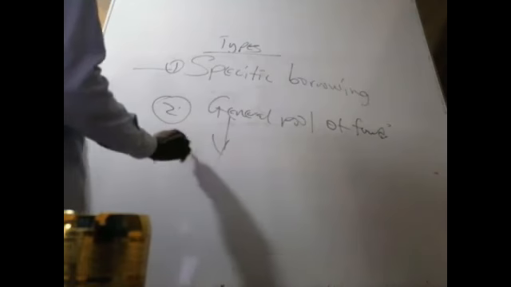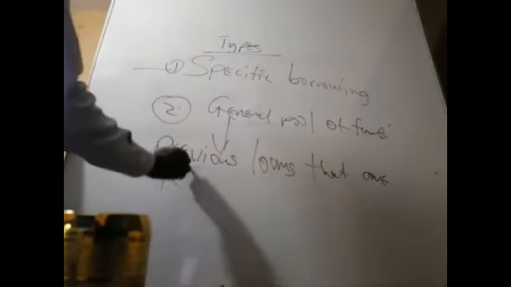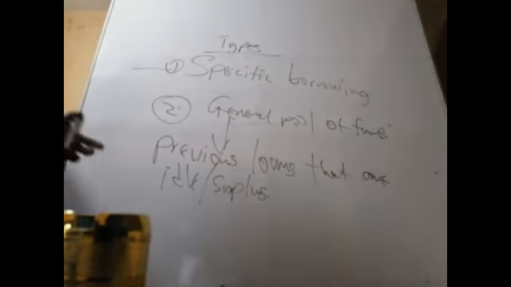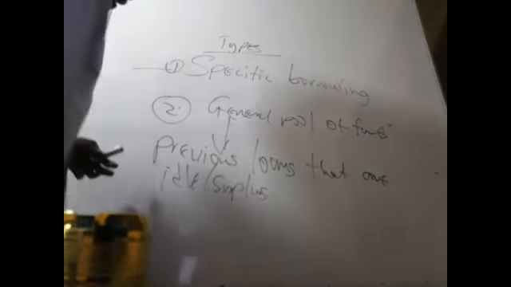Then general pool of fund. It means that you've contracted some previous loans that are idle or surplus. There are some surplus. So take note of that. That's a general pool of funds. Some loans that you contracted probably some years back, some of the money is still available. So just dip your hand inside, pick any amount you need, and go and construct it. So these are two ways.